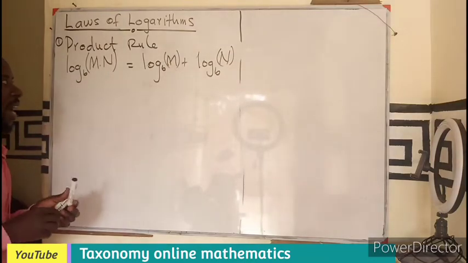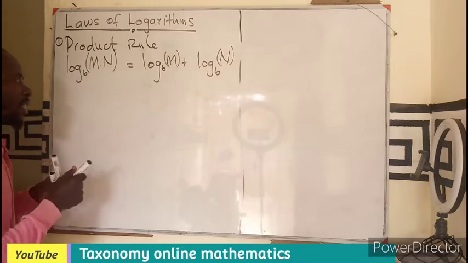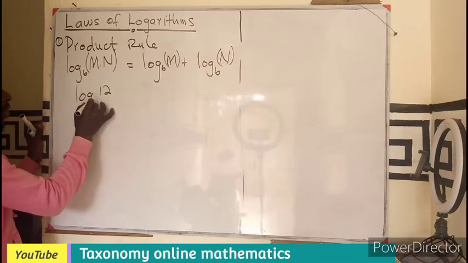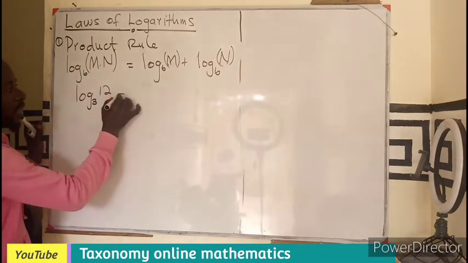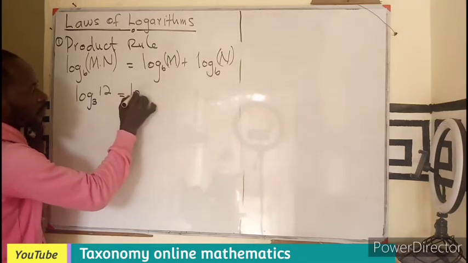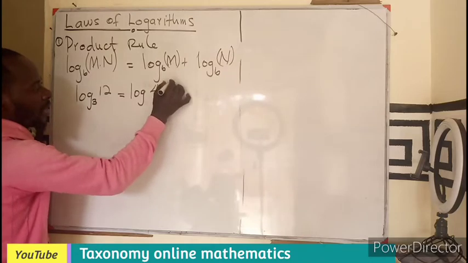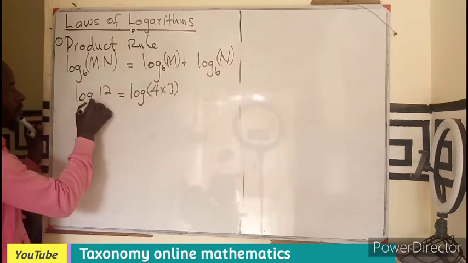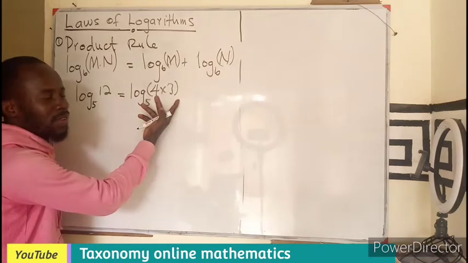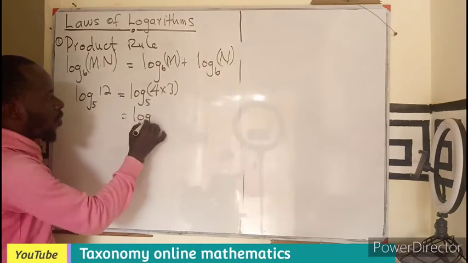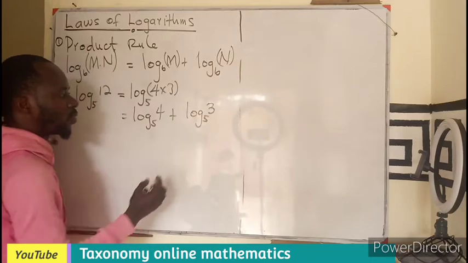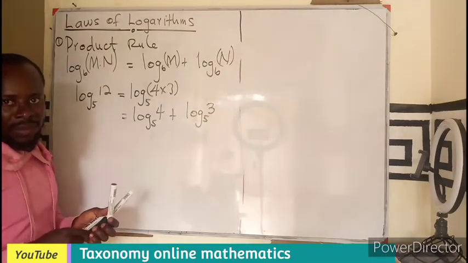That simply means that if I have any log that is multiplying, let's say I have log 12 to the base 3, which can also be seen as a product of 3 and 4. I can say that this is going to be log of 4 times 3 to the same base, let me use 5. Since I am multiplying, this is a product of two numbers. That is going to be log of 4 to the base 5 plus log of 3 to the base 5. That is what the product rule states.